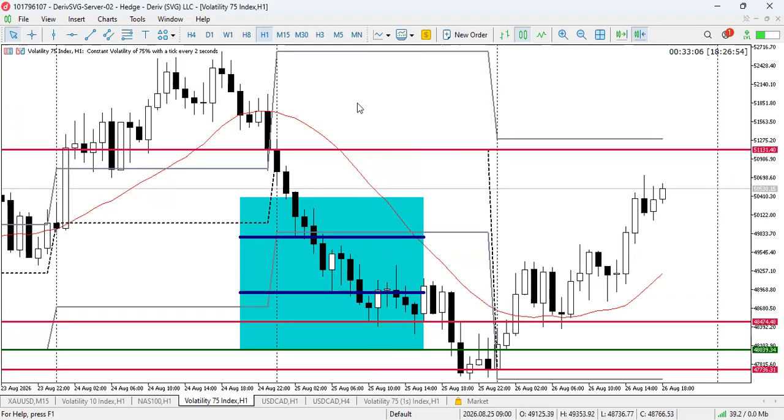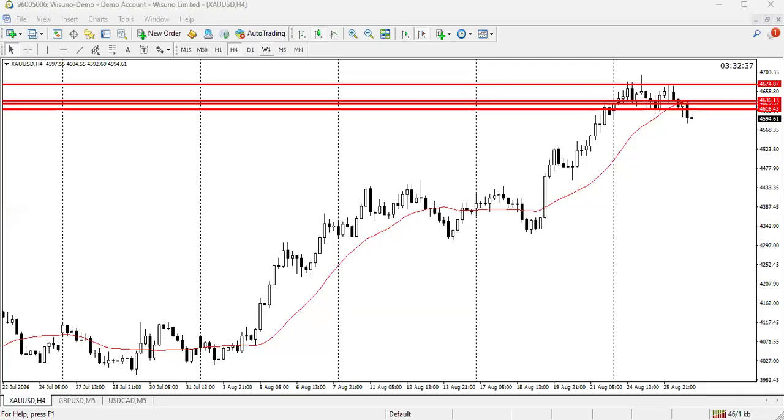Okay, let me share right here. Let me change. Switch to currency chart. Let me share this. Let me switch to this right here. Share that, okay?